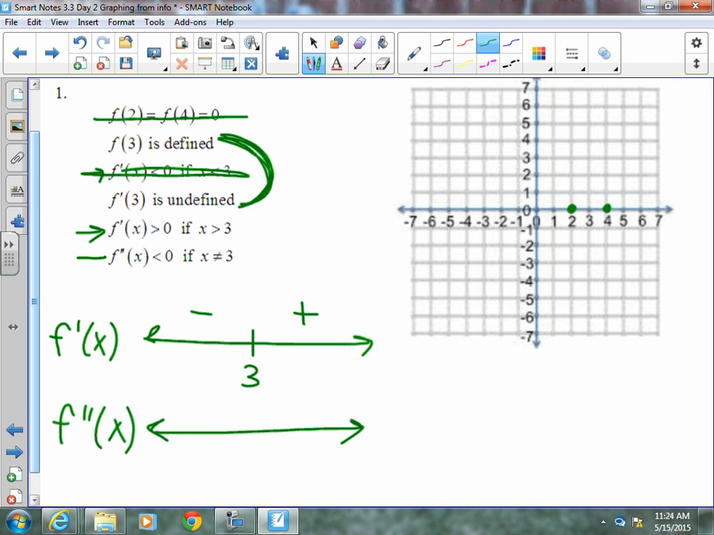And then they tell us that f double prime is less than 0 if x is not equal to 3, which means here it's decreasing, here it's increasing. Down here we know it's concave down and concave down. So let's talk about what could be happening. To the left of 3, we know that it's decreasing. We know it crosses the x-axis at 2, and that is concave down. So it could look something like that.